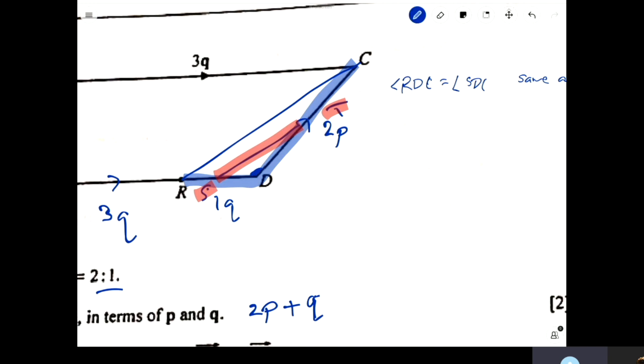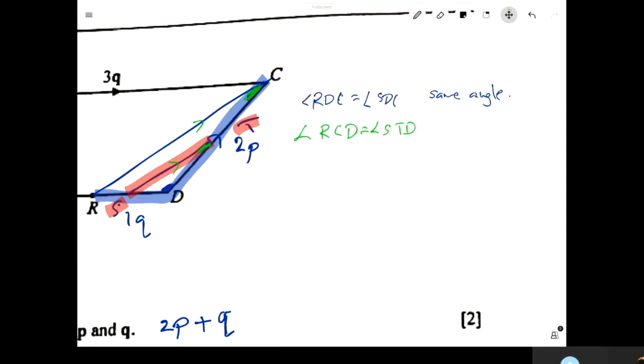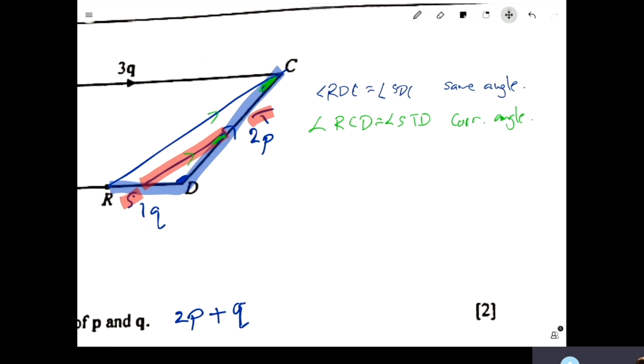So okay, the next one we want to look at is this angle versus this angle. Okay, the other color. Green. Okay, this one and this one. Now these two are parallel, right? Parallel. So angle RCD equals angle STD. Right? So that's called the corresponding angle. Okay? So two angles same.